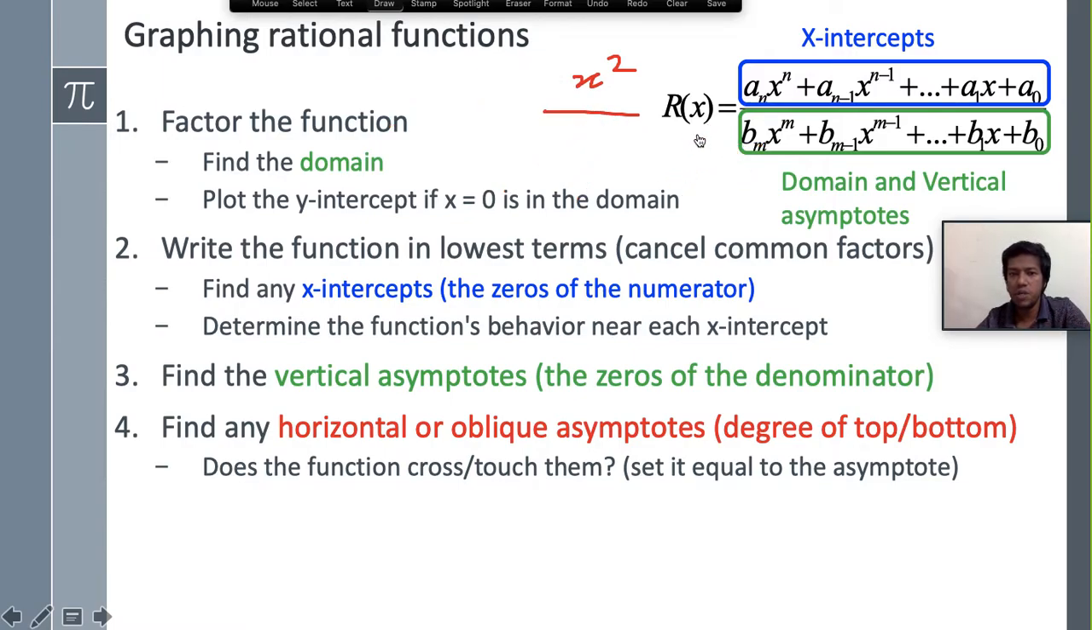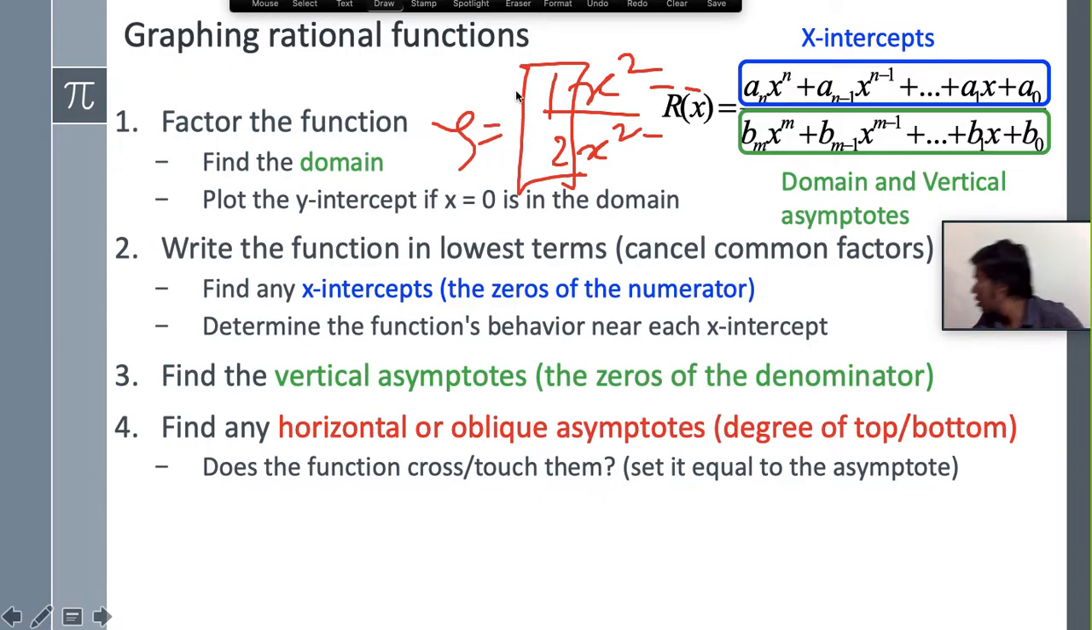And case 2 is if the degree is the same, suppose x square and then 2x square, the degree is the same, and then there are other things here, then the asymptote will be the ratio of these numbers. So 1 by 2, y equals 1 by 2 will be the asymptote.